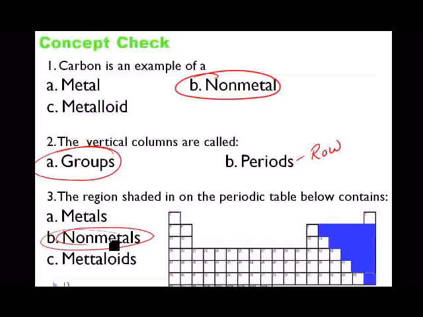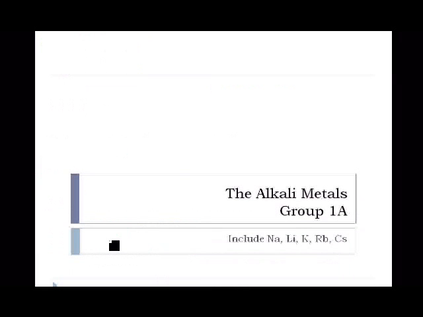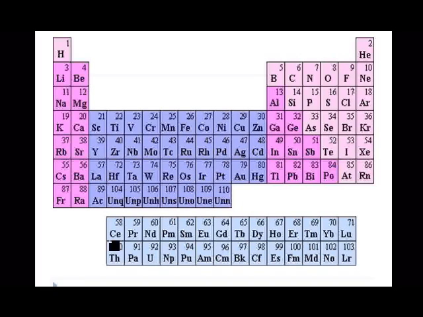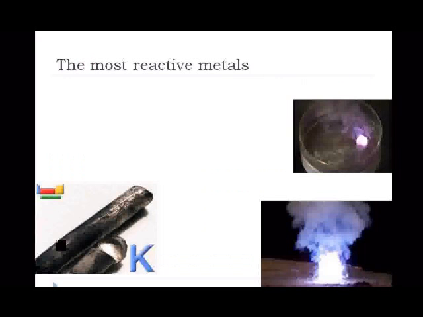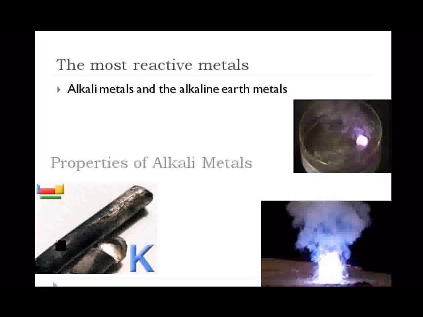So let's look at some families of metals, nonmetals, and metalloids. The first, group 1A, the alkali metals. So this includes lithium, sodium, potassium, rubidium, cesium, and francium. This is group 1A, the alkali metals. These metals on the far left side of the periodic table, the alkali metals and the alkaline earth metals, are the most reactive metals. They're very shiny and soft, and they're very reactive, especially with water.